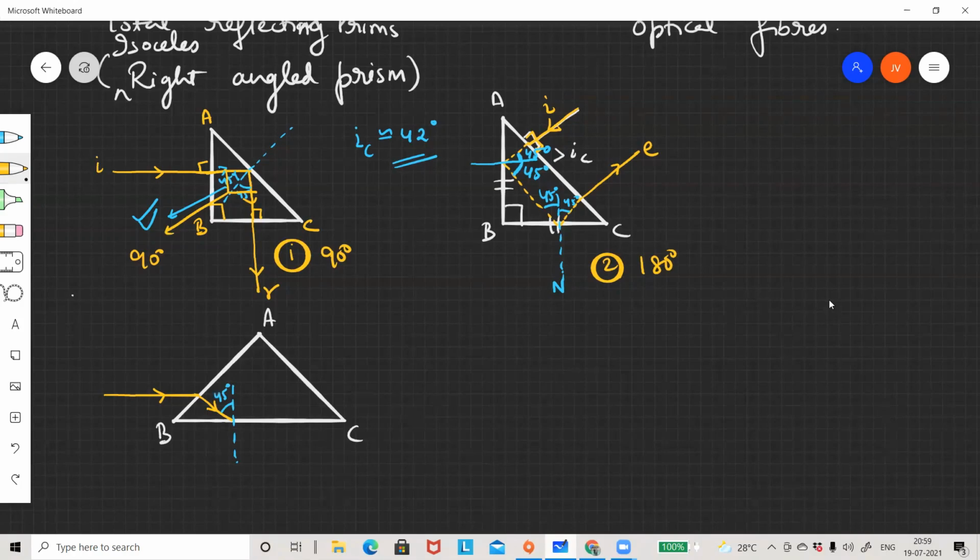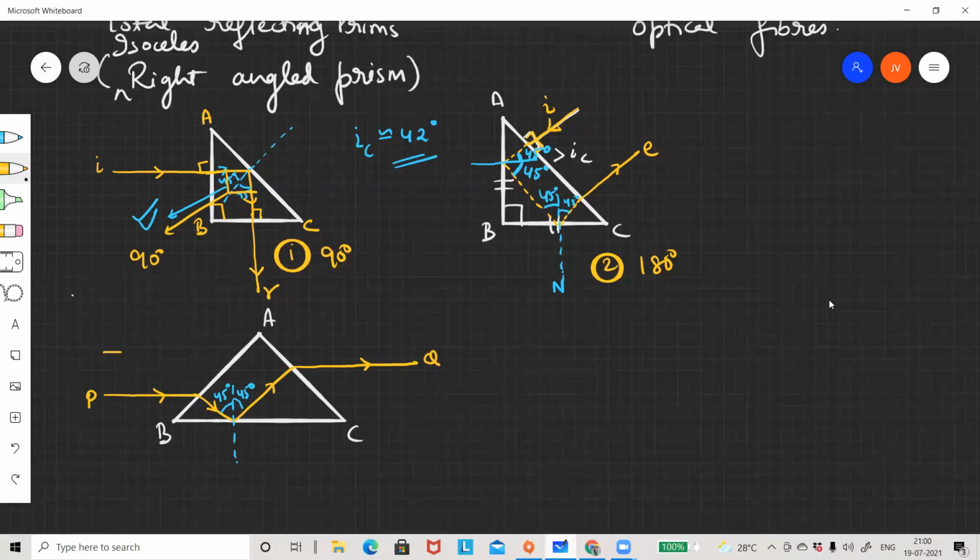So this hits the surface BC at 45. So the angle of incidence is 45, so the angle of reflection is also 45, because it has undergone total internal reflection. As a result, this ray of light emerges out parallel to the base BC. So say for example, this is incident ray P, emergent ray is Q.